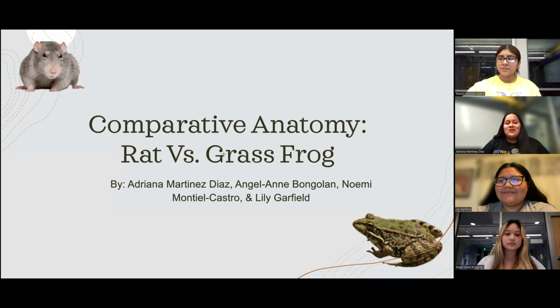Hi, this is our comparative anatomy comparison of a rat versus a grass frog.